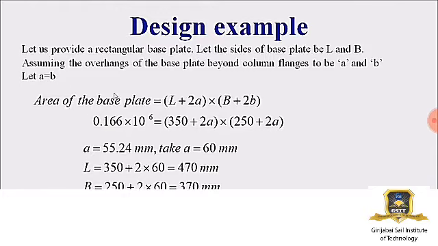overhang of the base plate, let A is equal to B. Now we have to find out this overhang. So area of the base plate, we will get L from our handbook, 350 plus 2A, A is unknown, we are going to find out this, multiplied by B is equal to width of flange, that is 250 plus 2A, and we are assuming A is equal to B. So A becomes 555.24 mm. Take A is equal to round up 60 mm. So therefore L we get as 470 mm and width is 370 mm.